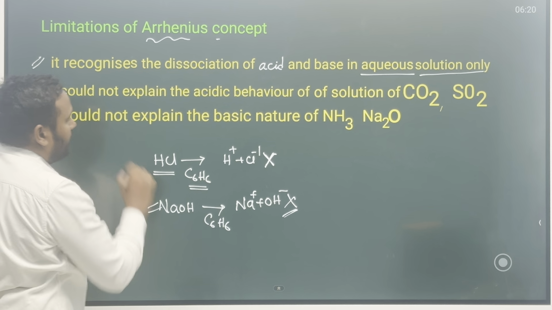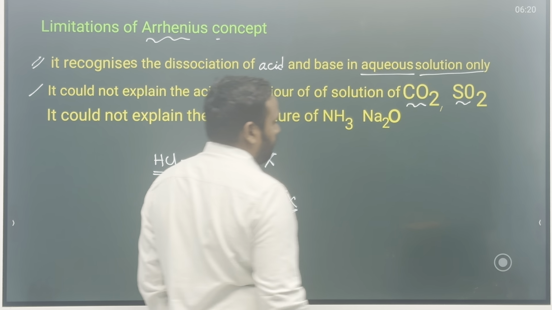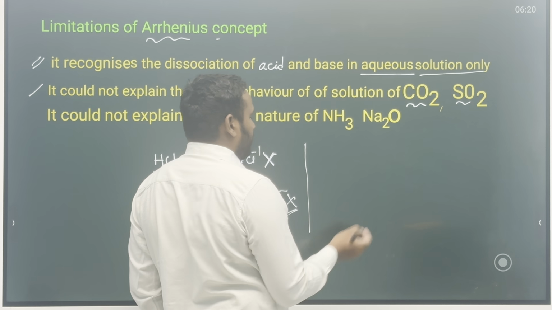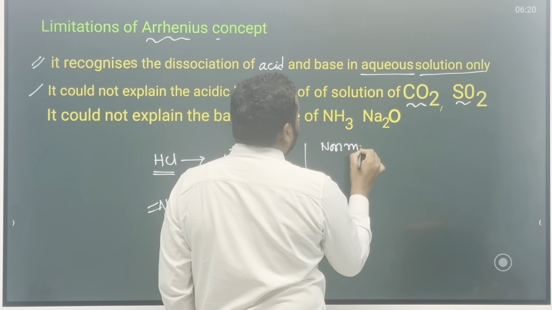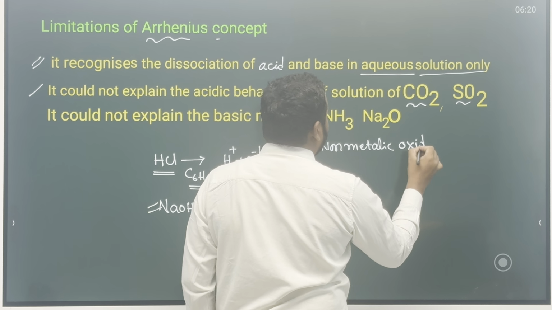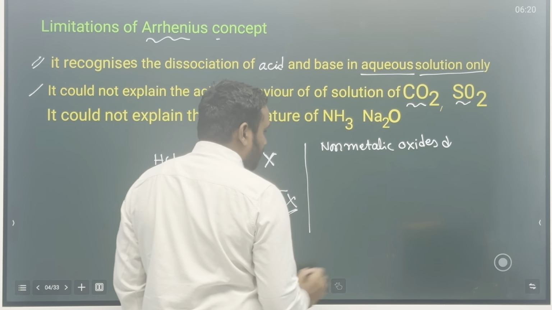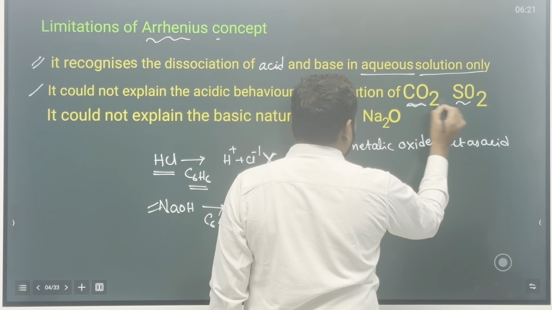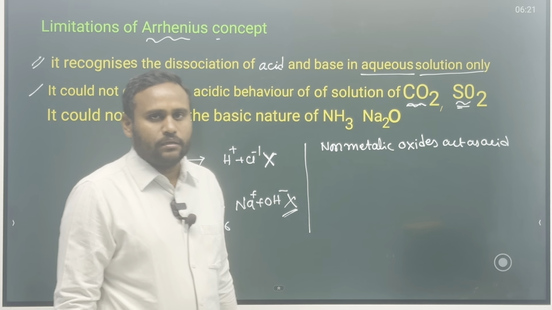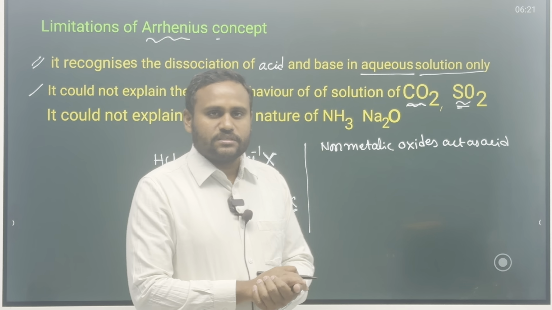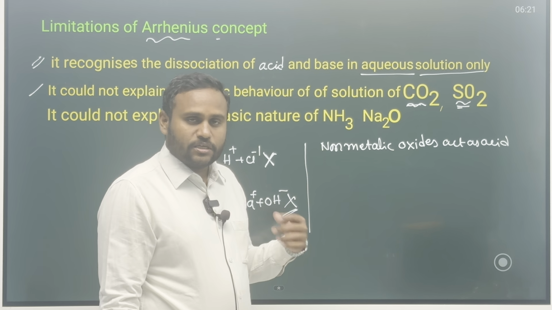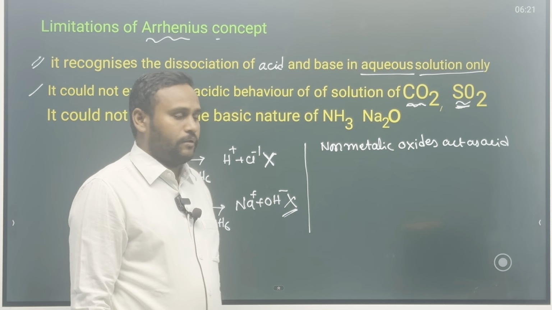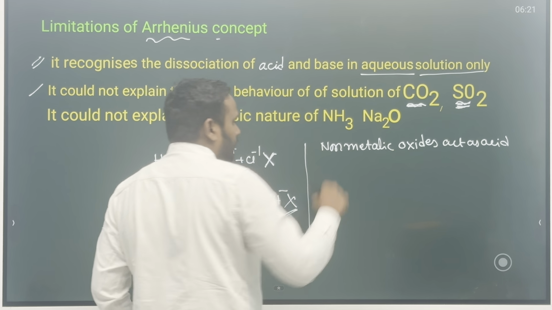Next, it could not explain the acidic behavior of CO2 and SO2. We already know non-metallic oxides are acidic in nature. You studied this in your 10th class. Non-metallic oxides act as acids. So these also have acidic nature, but Arrhenius theory failed to explain the acidic nature of these substances, and later it was modified: when they dissolve in water, if they produce H+ ions, they are called acids. So initially he failed to explain why these are acidic in nature.